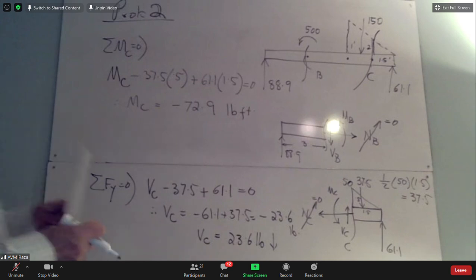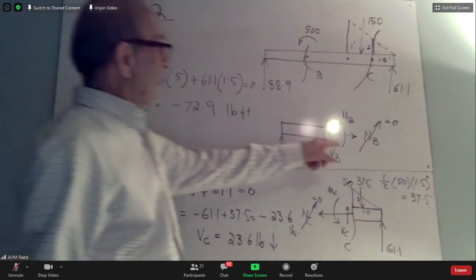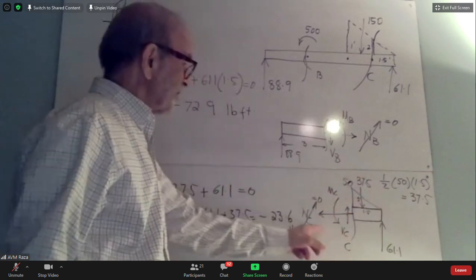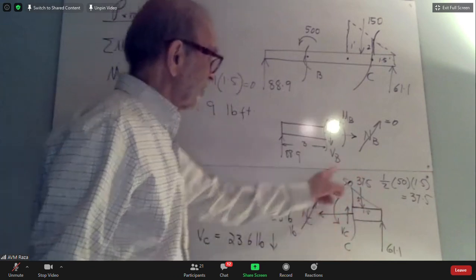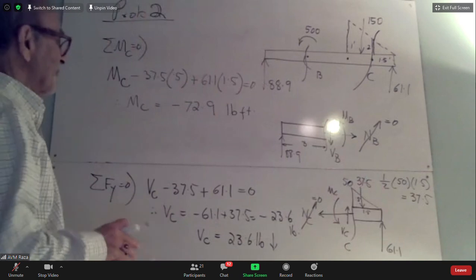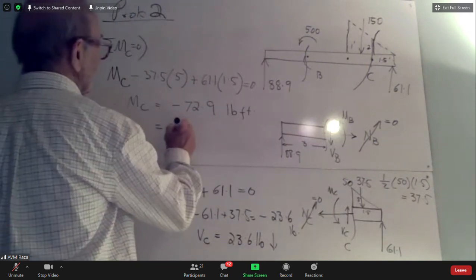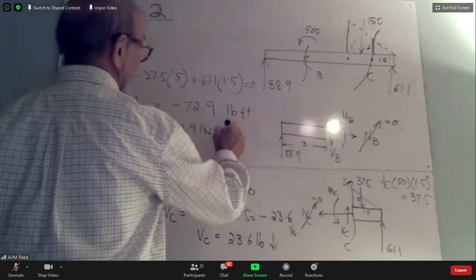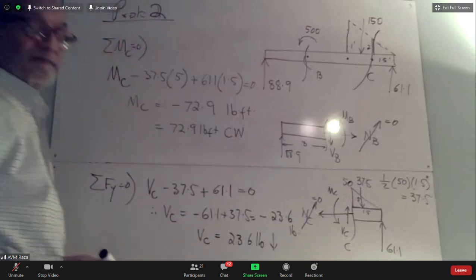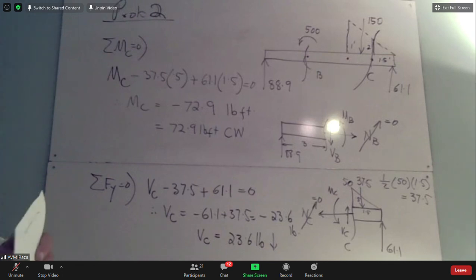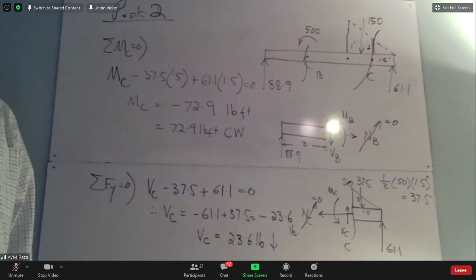And what does that negative sign mean again? That MC is not going to be a counterclockwise moment. It is actually going to be a clockwise moment. It is the opposite direction. This negative sign shows that. So you can say MC will be 72.9 pound foot. We showed it counterclockwise, but it will actually be clockwise. All right, everybody good? So we found the internal loads both at point B and point C.